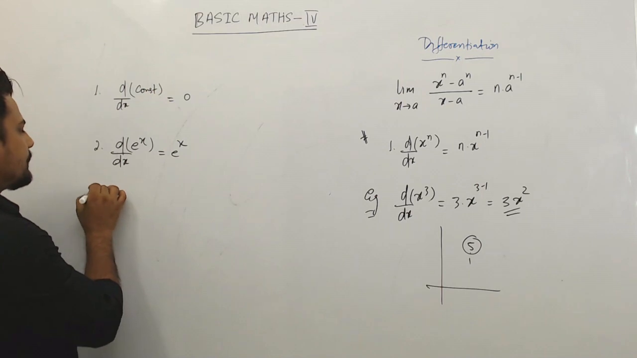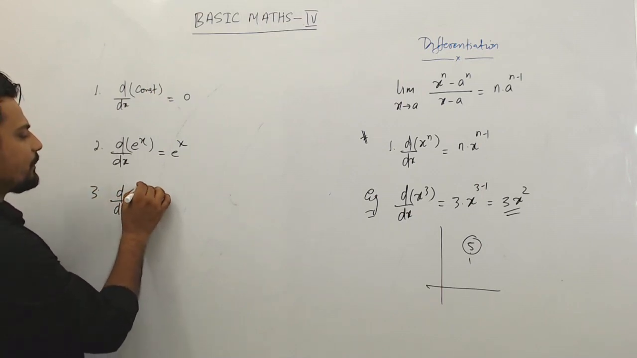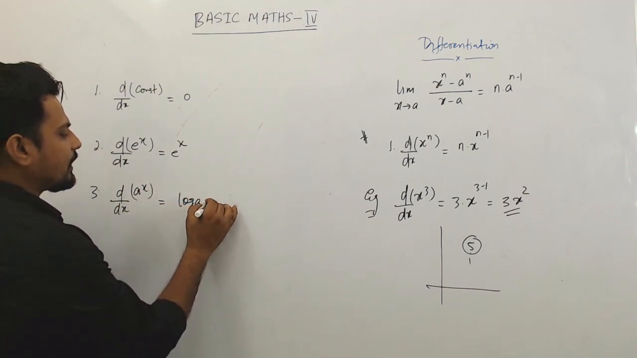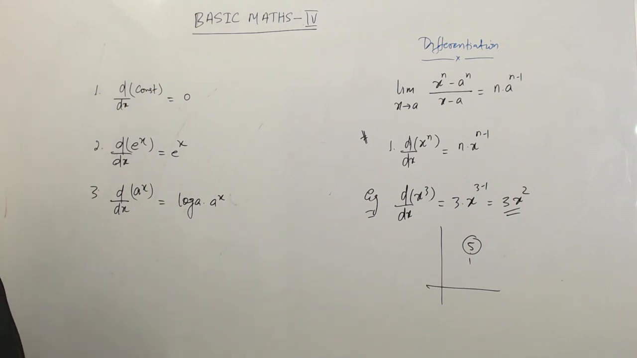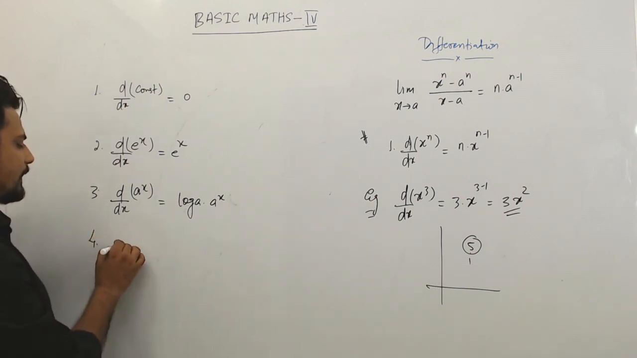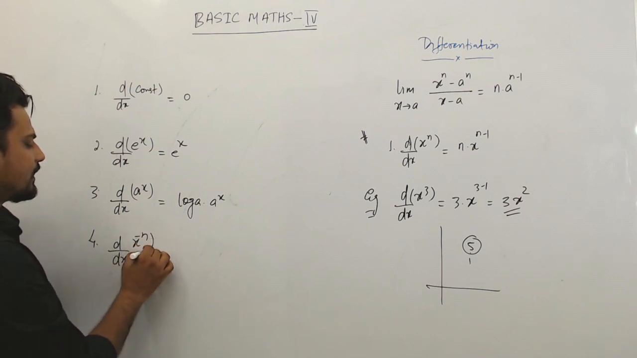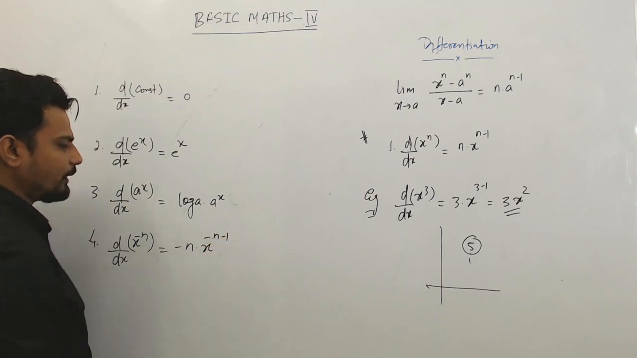Now let's suppose I have a function like d upon dx of a to the power of x. This is going to be log of a times a to the power of x. This is how it is going to be. Also, if we have something like a negative power, don't worry. If I have x to the power of minus n, that should be negative n times x to the power of minus n minus 1.